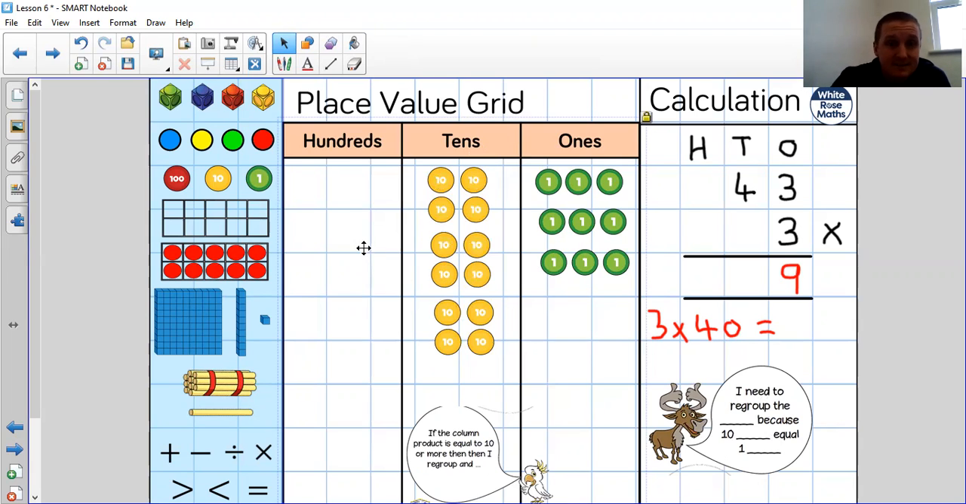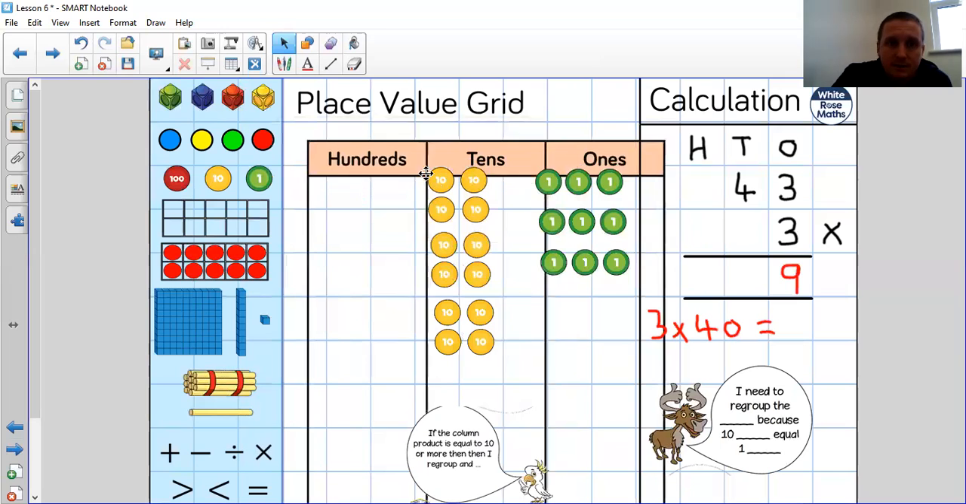When you get to 10 tens, we know that we need to regroup. So for example, 1, 2, 3, 4, 5, 6, 7, 8, 9, 10. I'm going to move these 10 tens, all right? Because 10 tens, what are 10 tens? 10 tens equal 100. All right, so whoopsie, sorry.